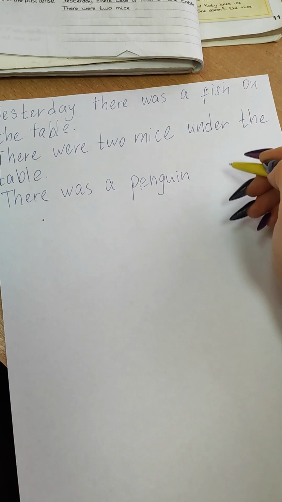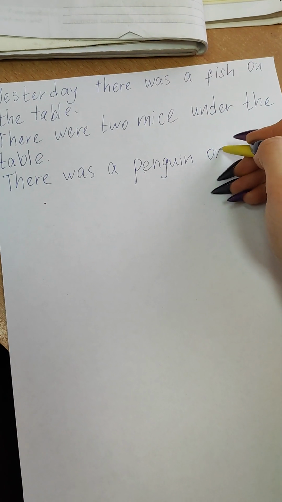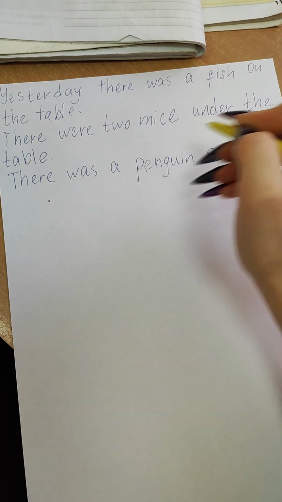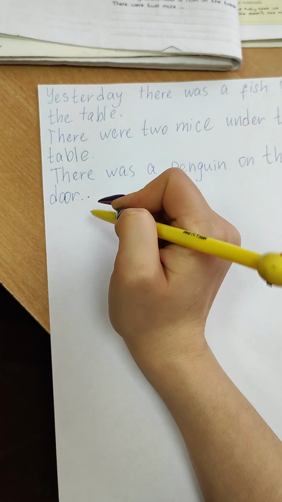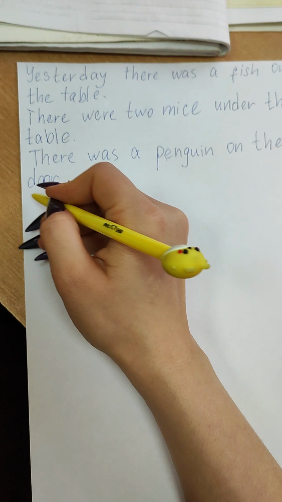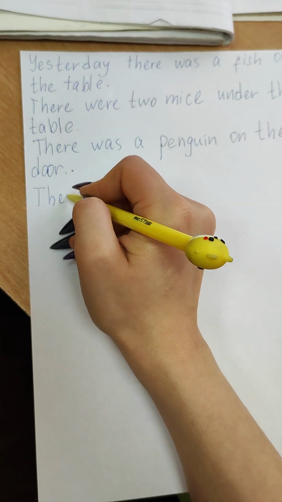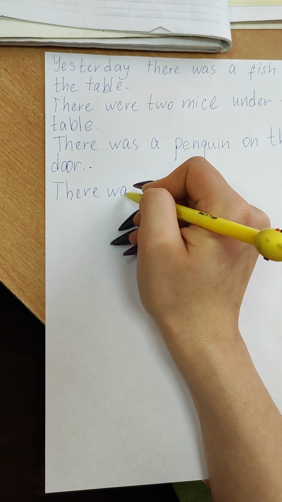There was a penguin on the door, wasn't it? On the door. Very funny, isn't it? It was on the door. Double O. There was a cat in that room. Let's write it down. There was a cat.